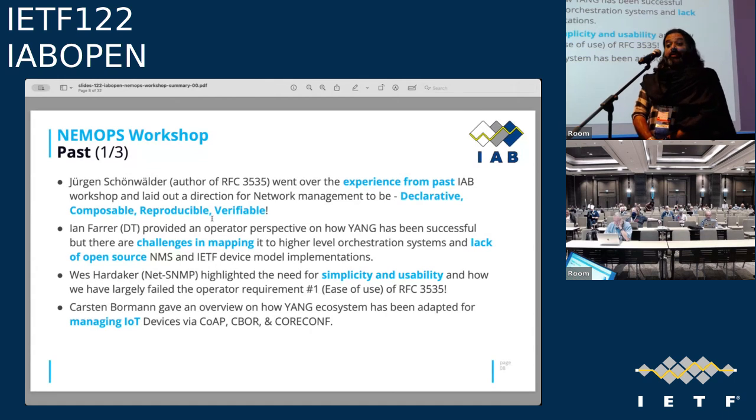DT, Deutsche Telekom, shared that yes, we have been using YANG, we have been using NETCONF, and it works well when we are doing the configuration, but we have various challenges.